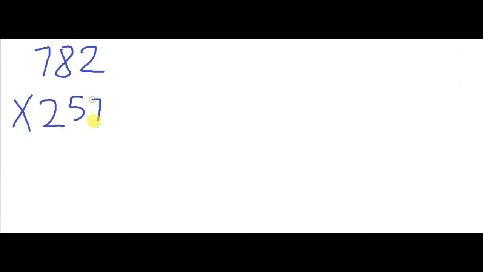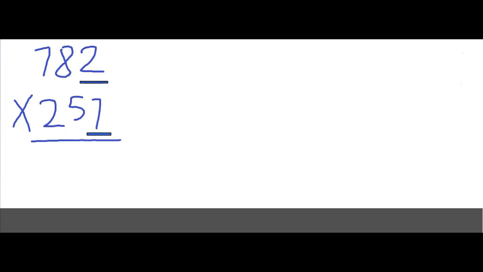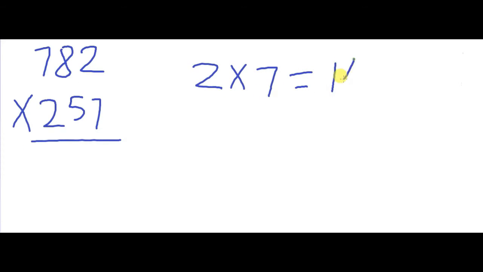Let's take one example. Take 782 multiplied by 257. So in the first step, take the multiplication of the last digit of both numbers. So multiply the 2 to the 7, we get 14. Write down this 4 in the answer and take this 1 as a carry for the next step.